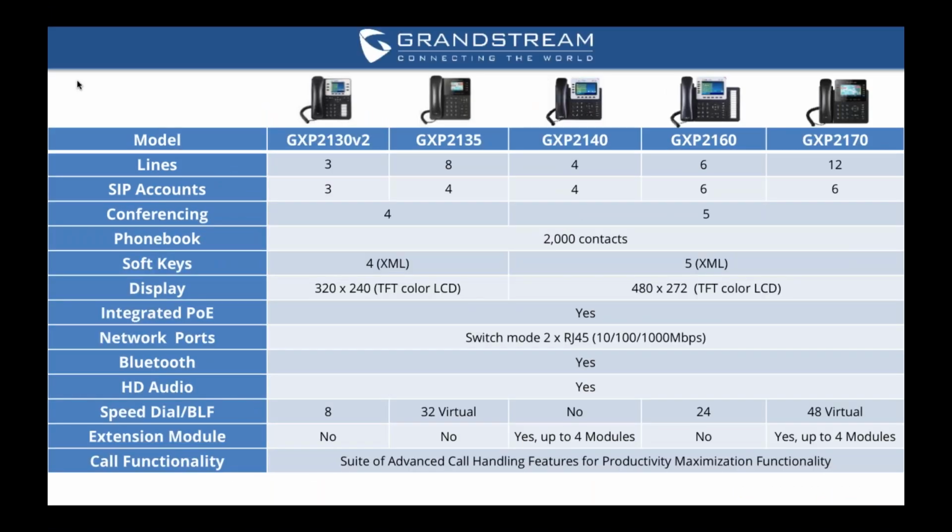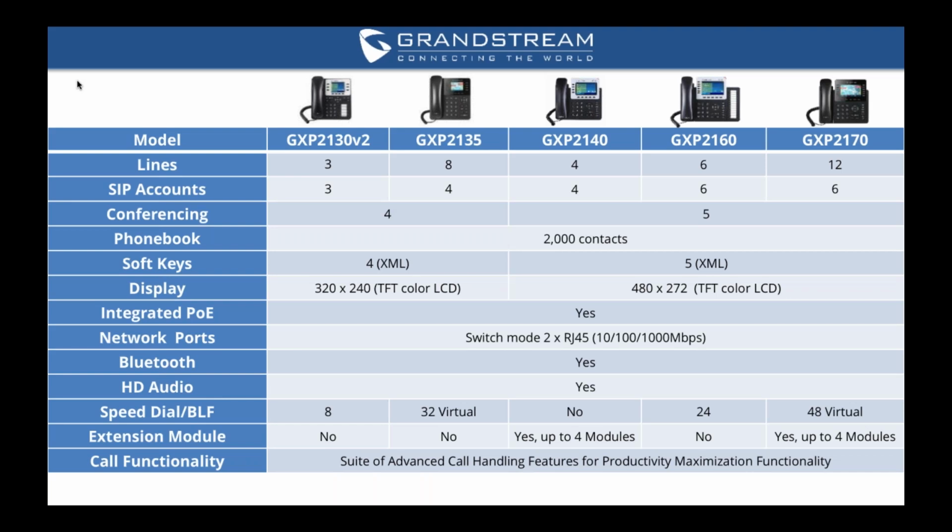So we just went over the 16 and the 1700 series. The 2100 series, which you see right here, again, these are more of our high-end phones. Look at the lines across the top. Goes all the way up to 12 lines. Support for all the way up to 6 different SIP accounts, 4 or 5-way conferencing. The whole 2100 series is a full color screen operating system.